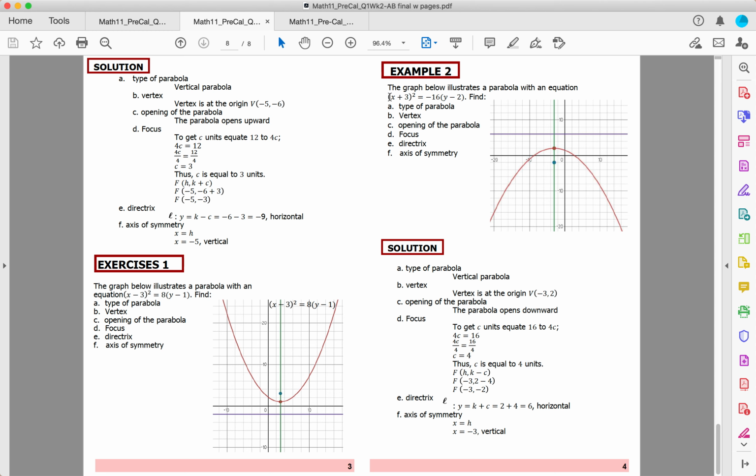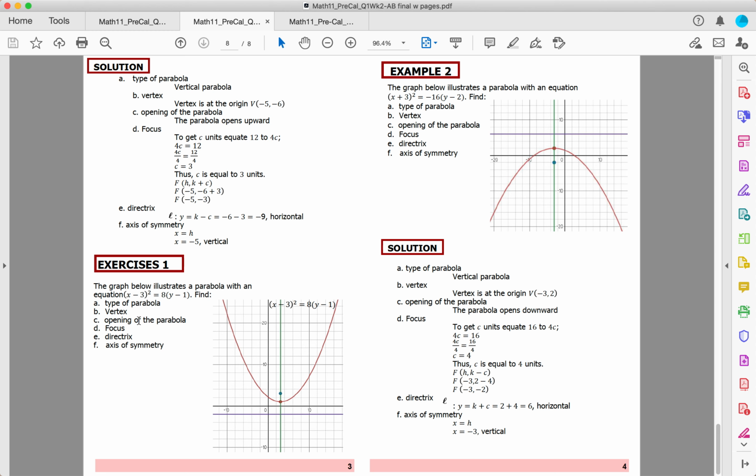If the one being squared is the x variable or the quantity with the x variable, then it is facing upward or downward. It's upward when the 4c value is positive. It's downward when the 4c value is negative. So positive upward, negative downward. If it starts with x squared or x quantity squared, it's up or down.